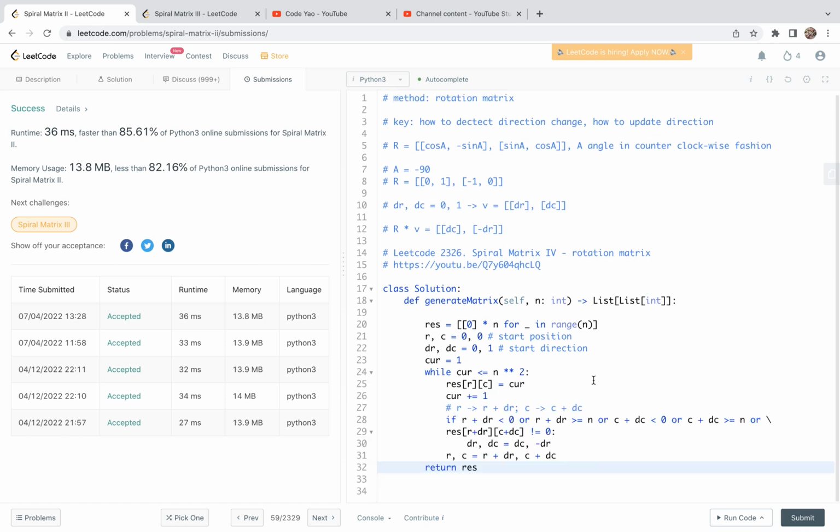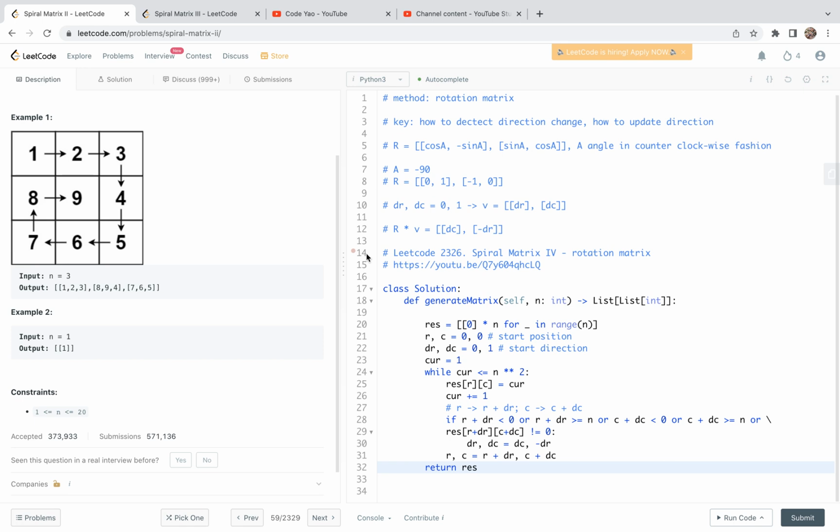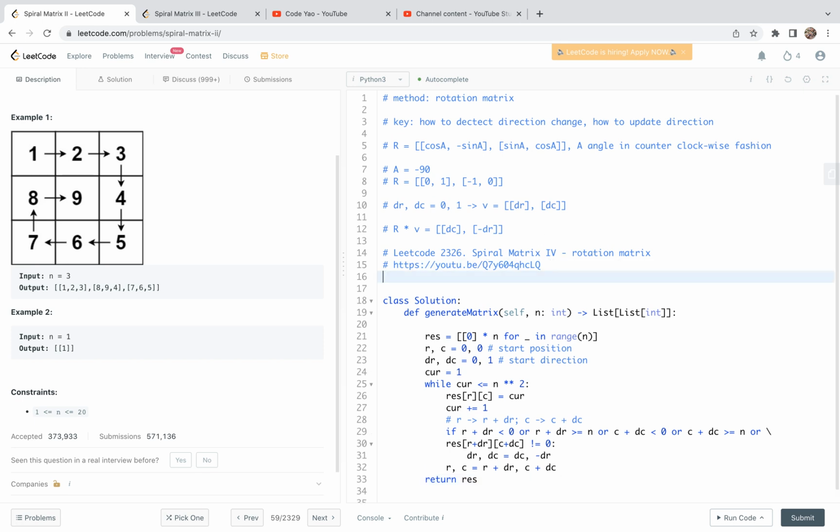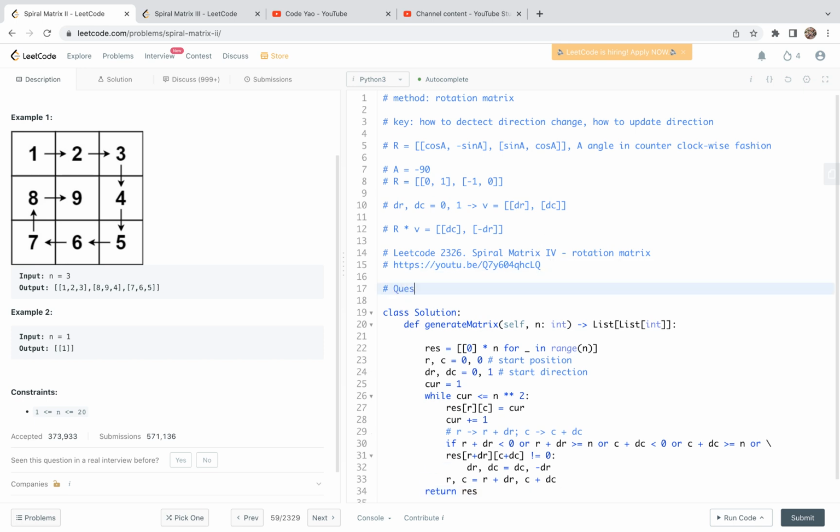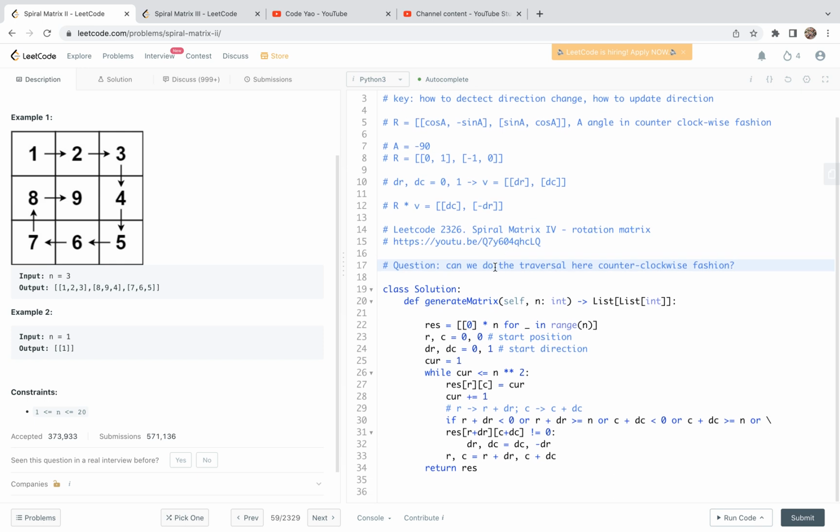Again, we are following the previous two videos using the rotation matrix. It's very straightforward in some sense. So now here we want to ask a question. The question is, can we do the traversal here in a counterclockwise fashion? So that's actually sort of straightforward.